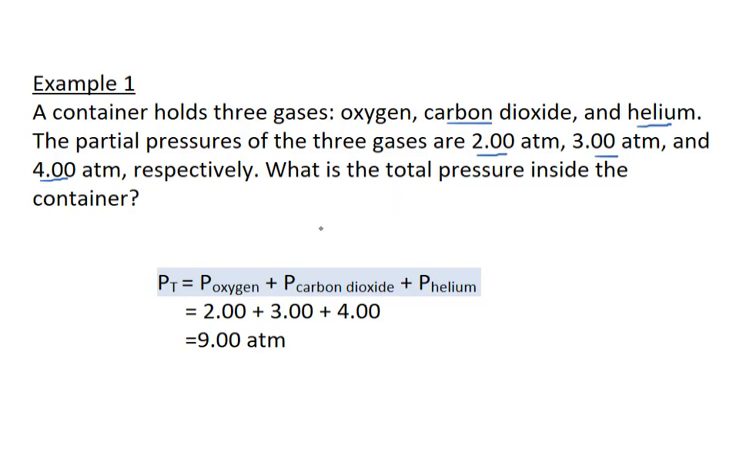Dalton's law states that the total pressure is equal to the sum of the individual partial pressures, and therefore we simply need to add up the three individual partial pressures, and we are left with 9 atmospheres.